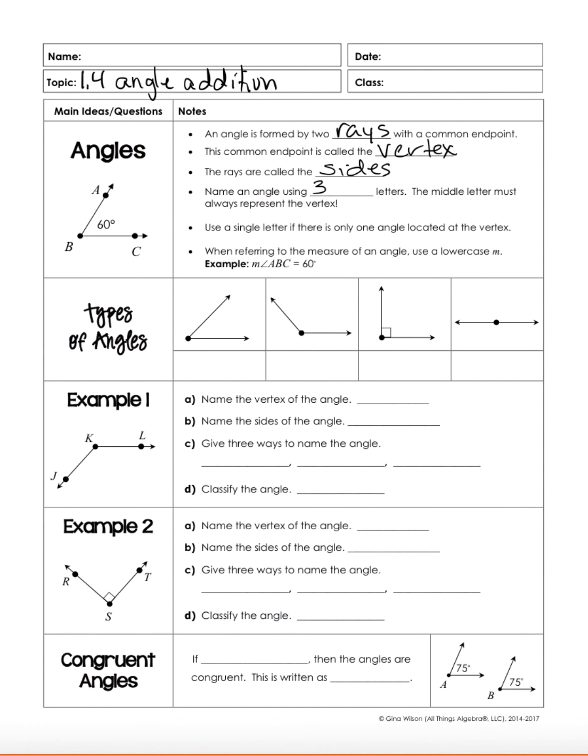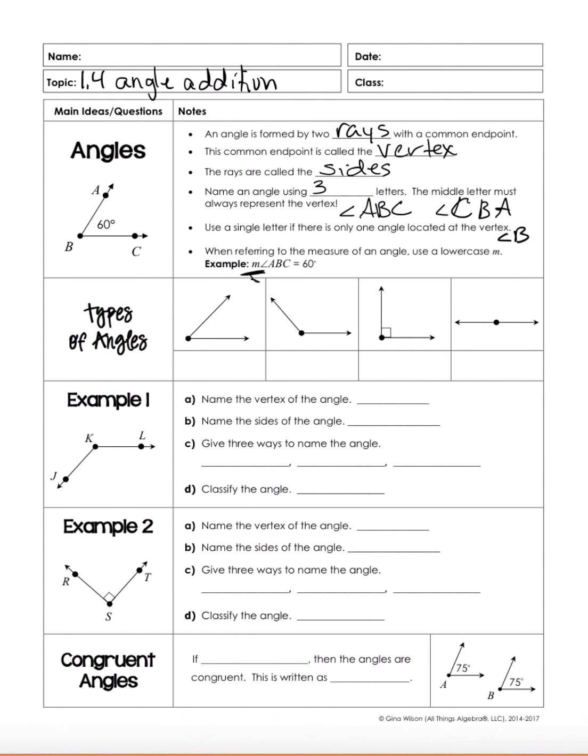So in this picture, I could say angle ABC or angle CBA, but B has to be in the middle because it's the vertex. If there's only one angle in the picture, then you can just use a single letter, like angle B, okay, for this picture. Sometimes we talk about how big the measure of an angle is, and in that case, we'll use an M in front of it. Measure of angle ABC is 60 degrees.